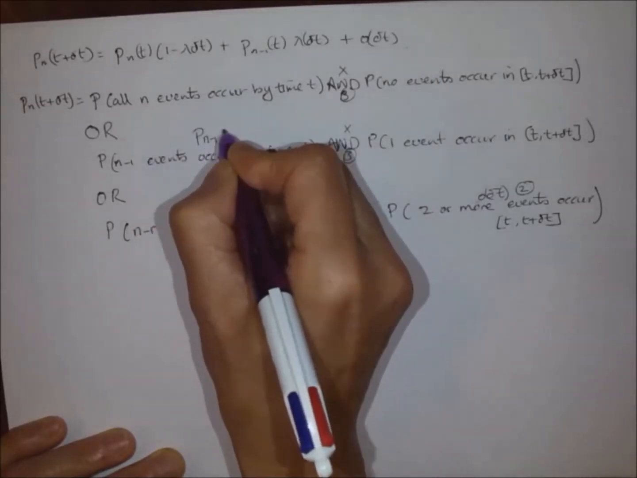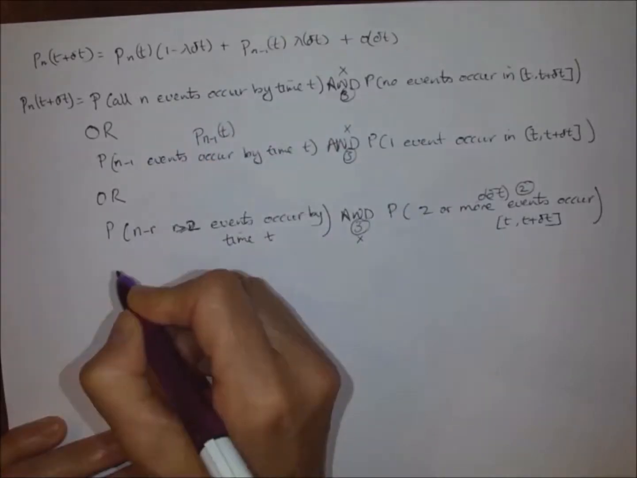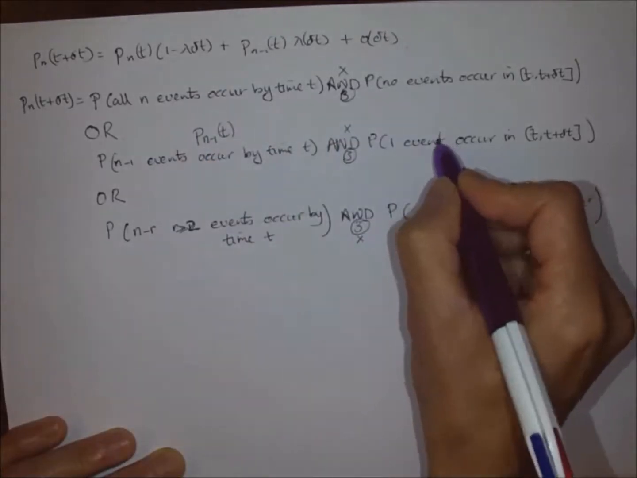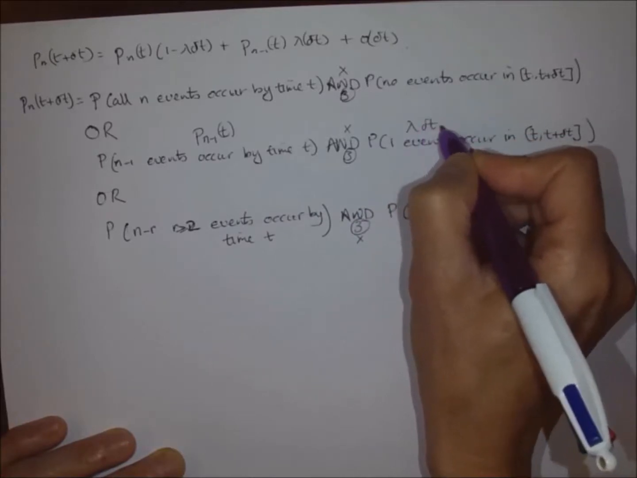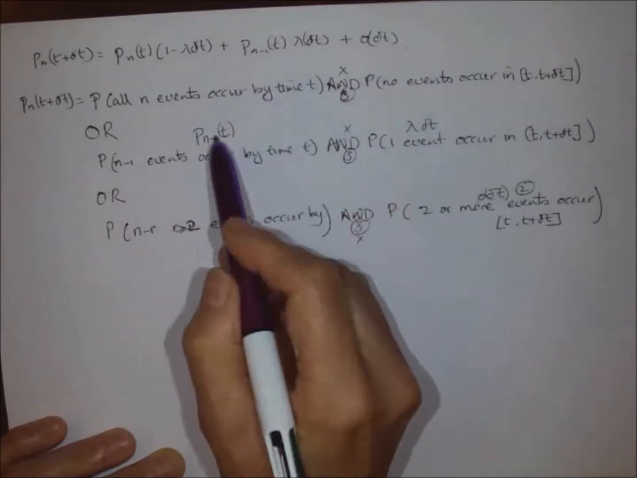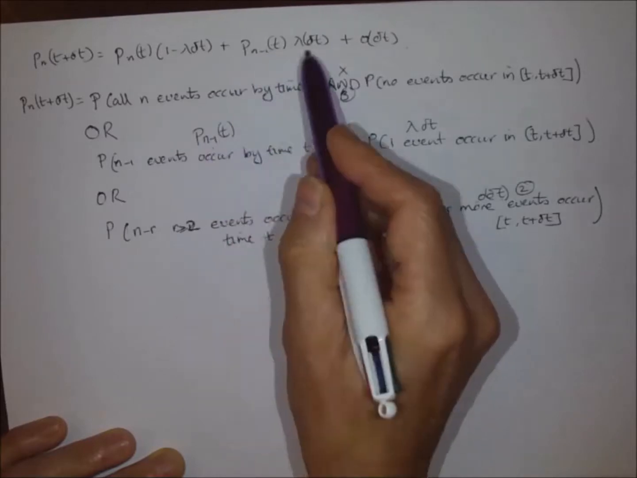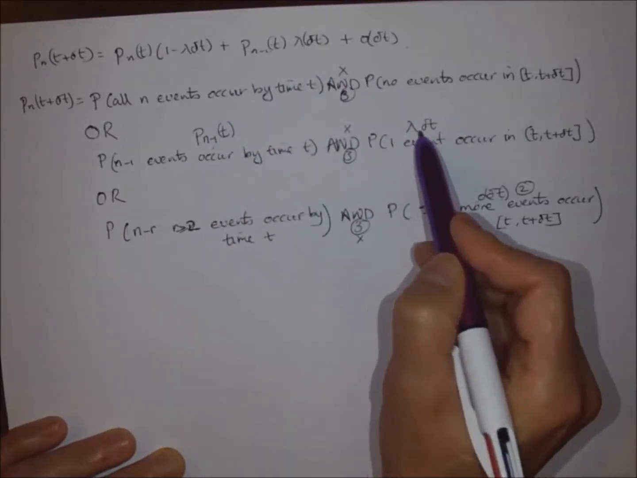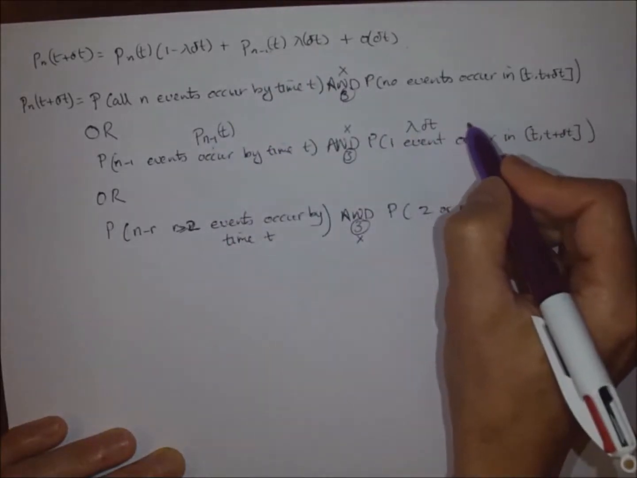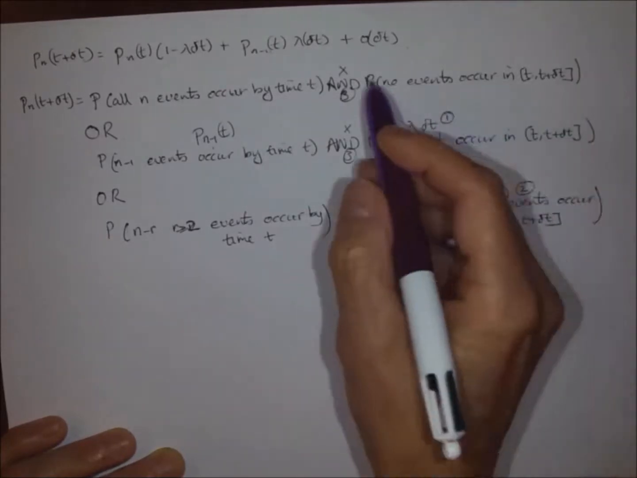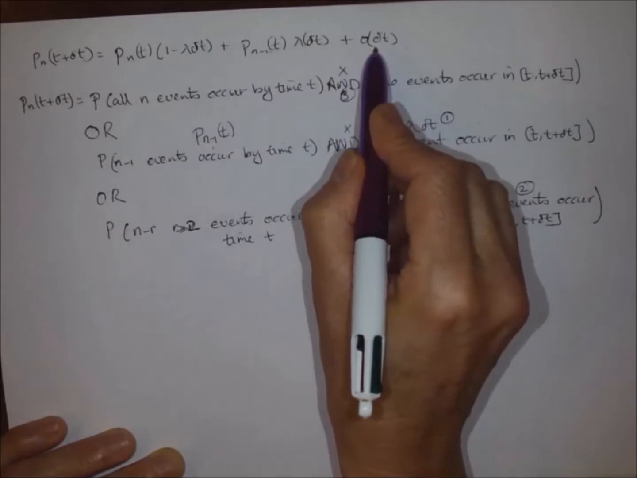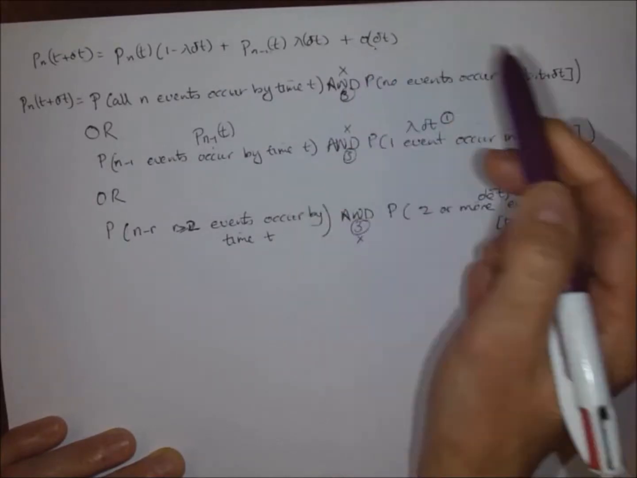The probability that n minus 1 events occur by time t can be written as the probability of n minus 1 by time t, multiplied by the probability that one event will occur, that is lambda delta t. Now you can look up here and see this is Pn minus 1 of t, multiplied by lambda delta t. We could add in plus little o delta t as the rest of condition 1 says, but we're going to put the little o delta t on at the end anyway.